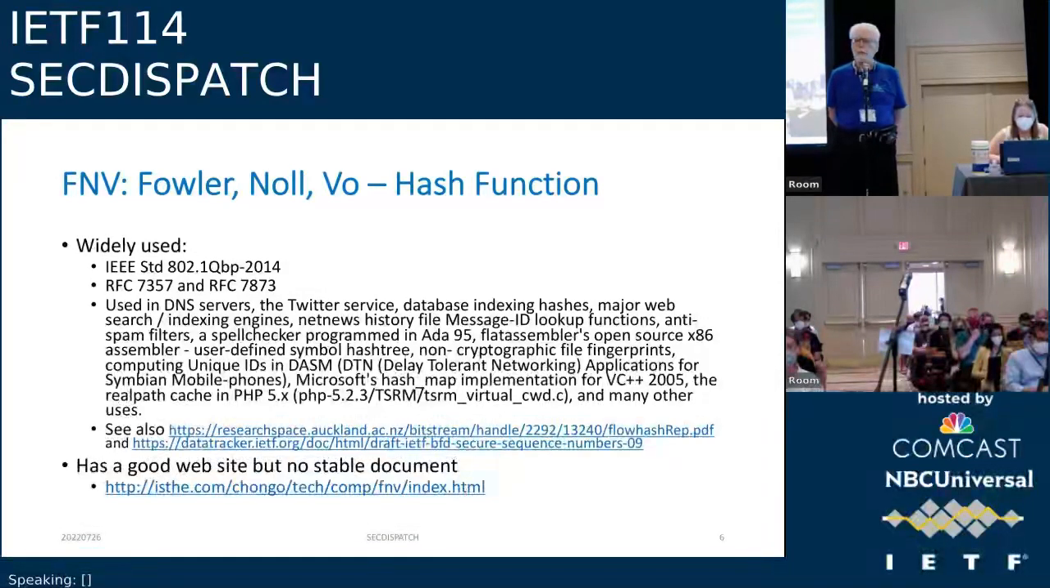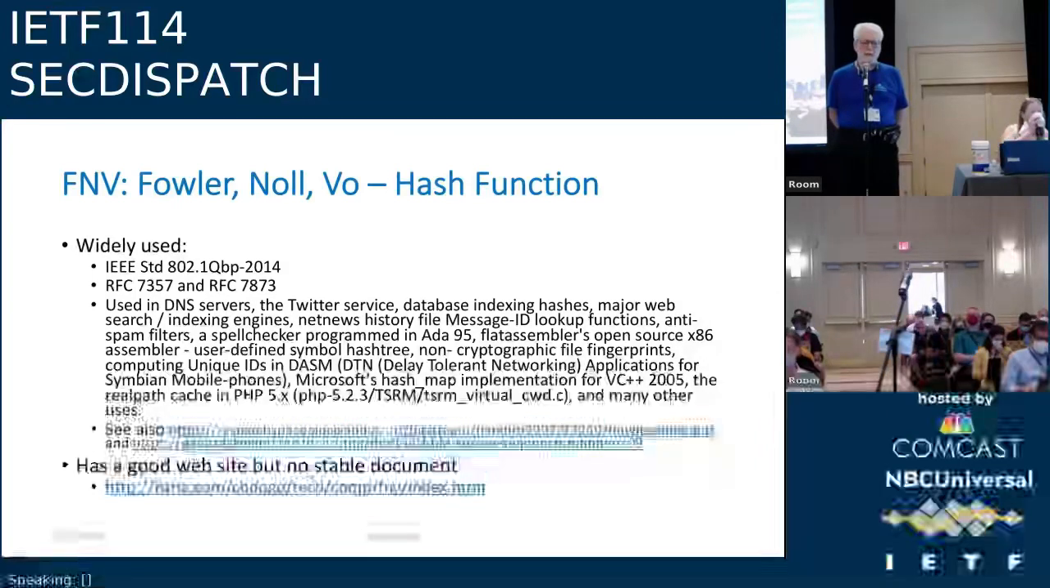So it's used lots of places. For example, it's currently used in IEEE standard 802.1 QBP 2014, and probably because of the lack of a permanent reference document, there it just says use FNV and then gives the explicit computational instructions how to do it. There have been 2 standards track RFCs that use FNV. One of them has since been obsoleted. There's this sort of dense line there listing a zillion cases, which are all basically used to calculate indexes into hash tables.